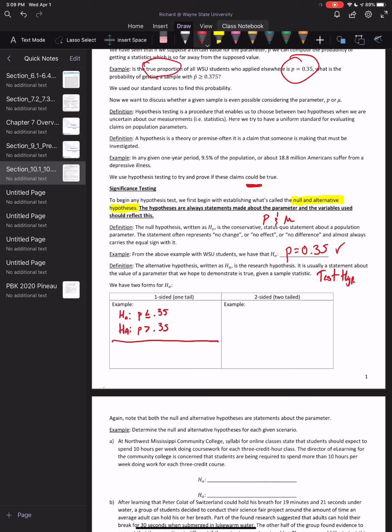Notice in the null we have equality. Did you hear me say it? p is less than or equal to. The null always has the equal to. So that's the first case.